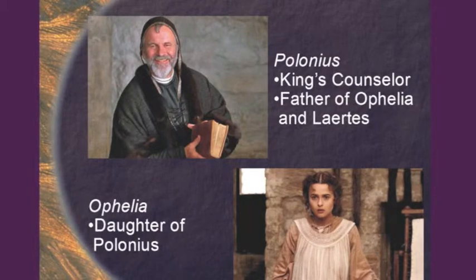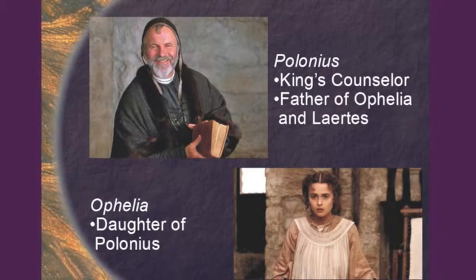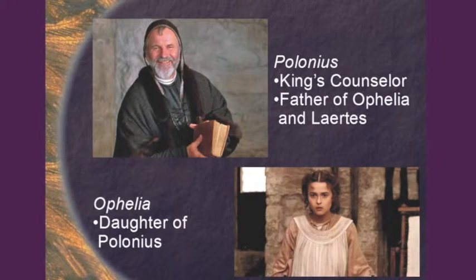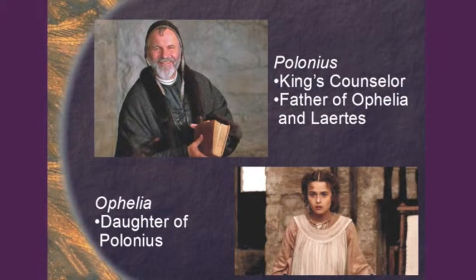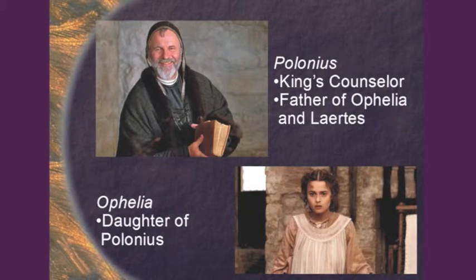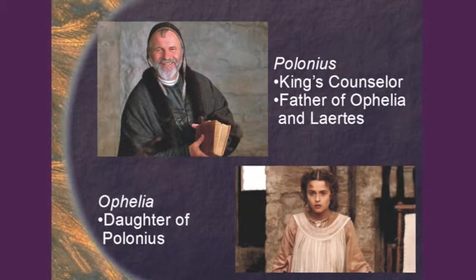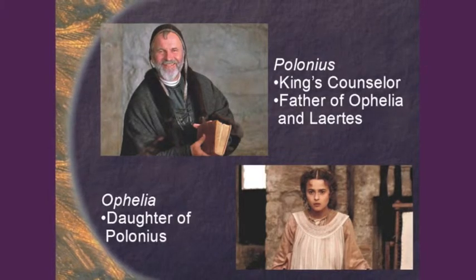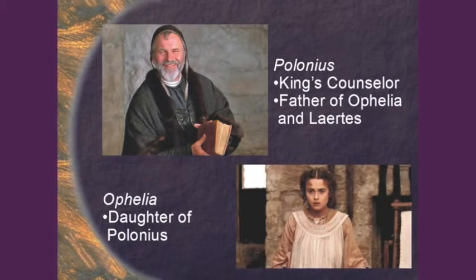Polonius is the counselor to the king and proves to be a nosy and self-indulgent man. Polonius is the father to both Ophelia and Laertes. Ophelia is Polonius' daughter. Throughout the play, it becomes obvious that Hamlet has strong feelings for Ophelia, but being an obedient girl, she obeys the wishes of her father and brother and turns down Hamlet's advances.